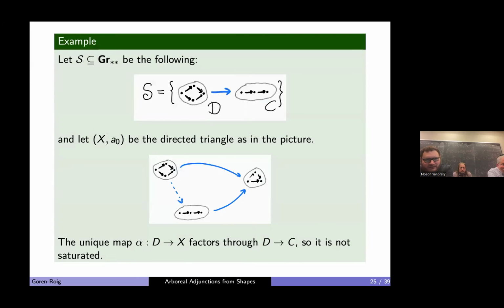So okay, you have the directed triangles, and it factors through that. Why is it not? Let me explain it a bit more. In this case, there's a unique map from D to X and a unique map from C to X. Because they are unique, they are universal. They are in the universal families.